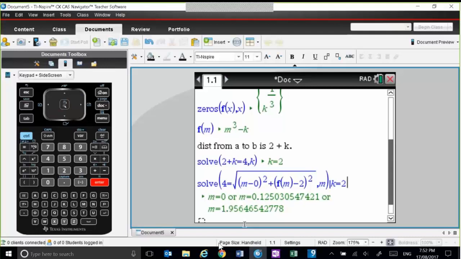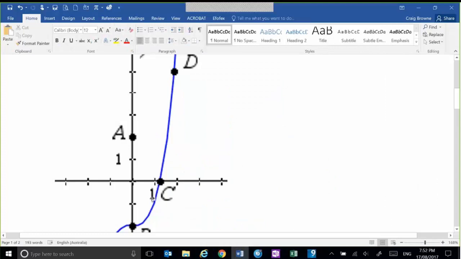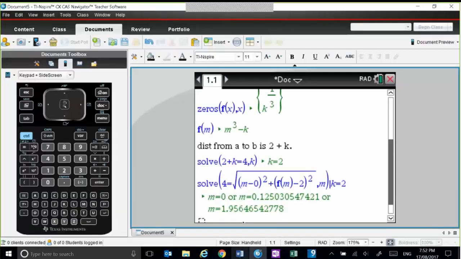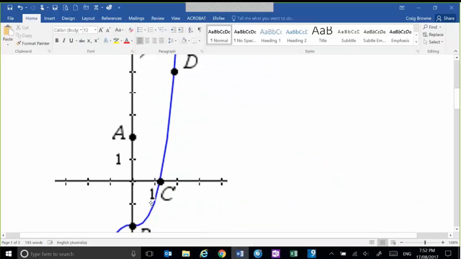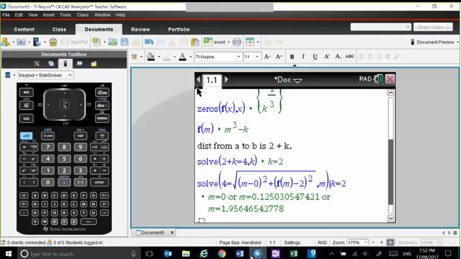So if we go back to our diagram, m equals 0, so that's a value of x. That would make a little bit of sense. That's actually a distance of 4 there. It is also saying that m could be 0.12, so just a little bit more than 0. If I go back to my diagram, that would be over here somewhere, so that would suggest that that's also 4, about here somewhere. But, as you can see, D is up here, and so if we have a look at our last answer, m being 1.956, that is in fact the answer that we're after.